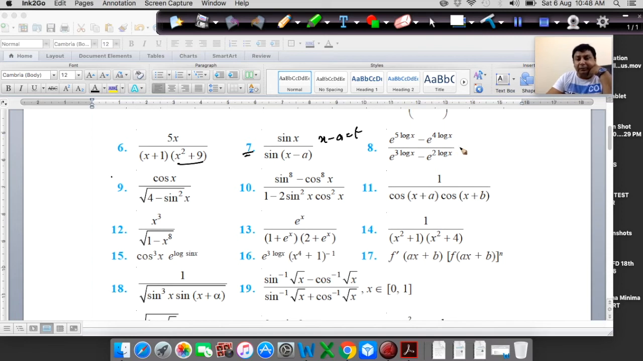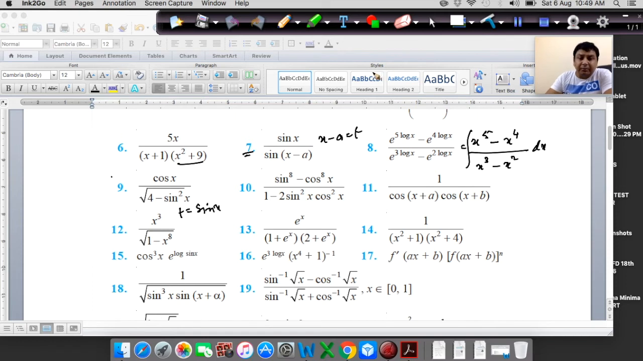This is a very simple one. It's e to the power 5 log x, which is basically x to the power 5. E and log nullify, so 5 goes to the power. So it's actually integration of x to the power 5 minus x to the power 4 upon x cube minus x square. From this take x square common, from this take x to the power 4 common. Things will cancel to give you a very simple solution. Obviously sin x is equals to t.